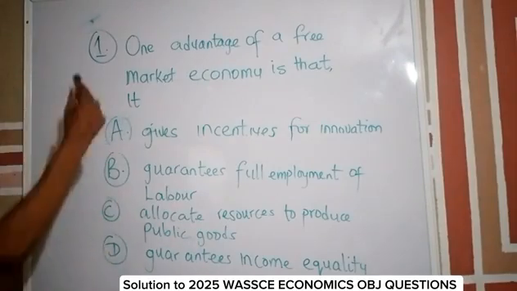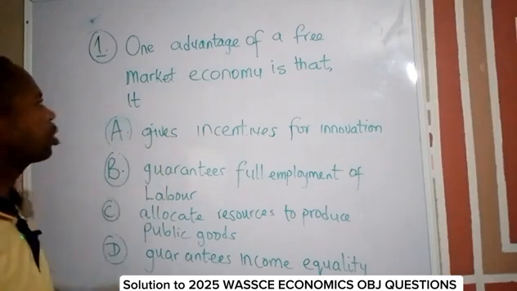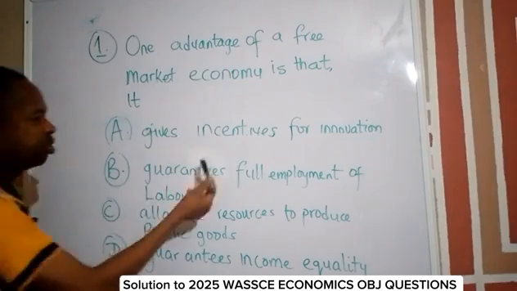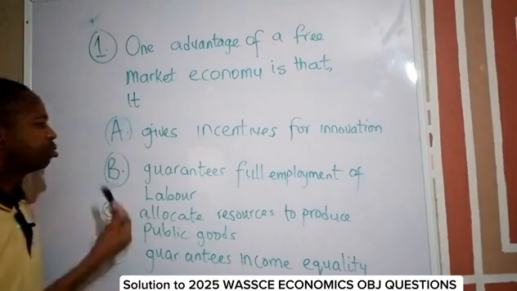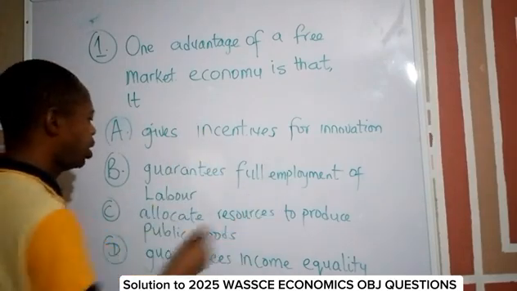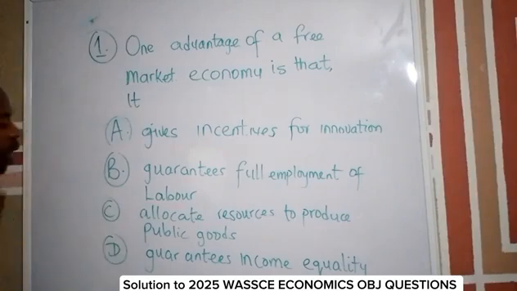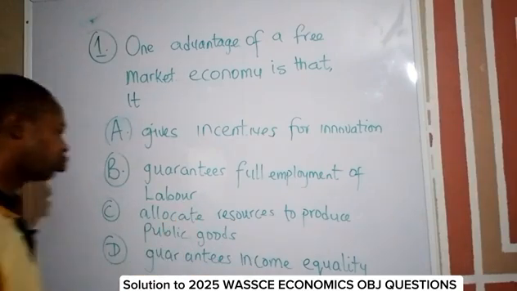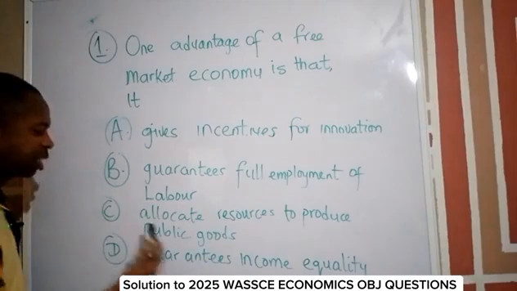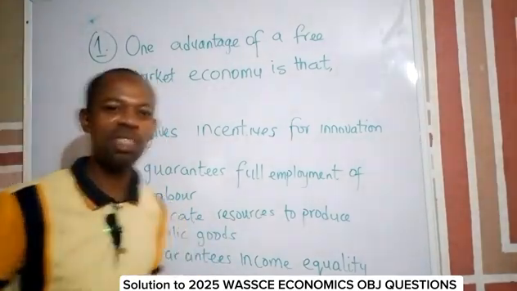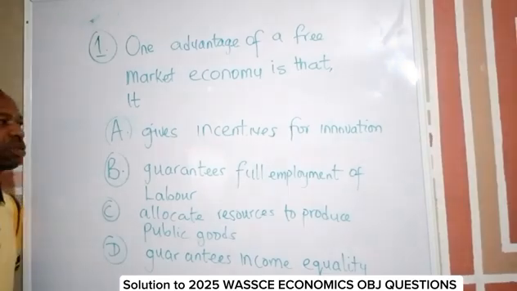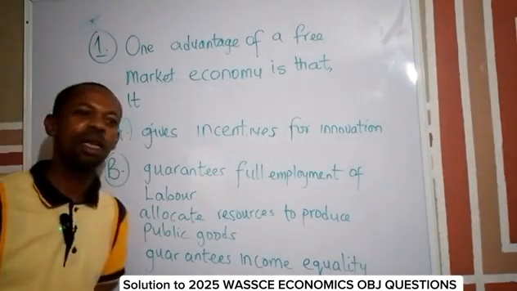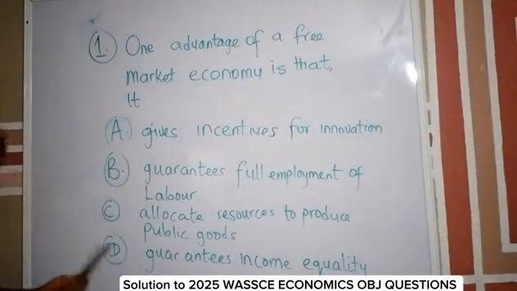Number one question says, one advantage of a free market economy is that A, gives incentive for innovation, B, guarantees full employment of labor, C, allocates resources to produce public goods, and D, guarantees income equality. And I'm sure many students will miss this simply because of some things.